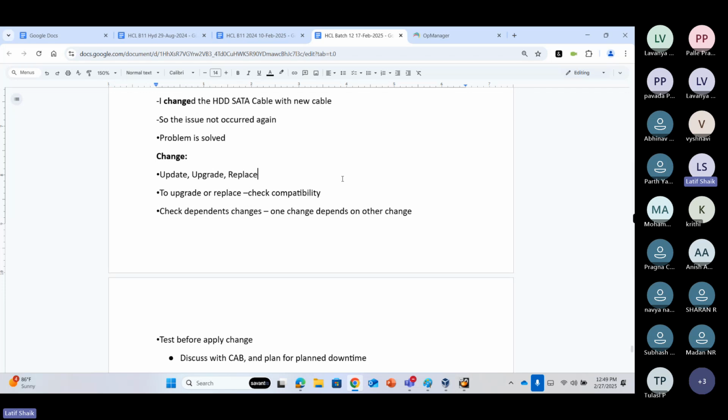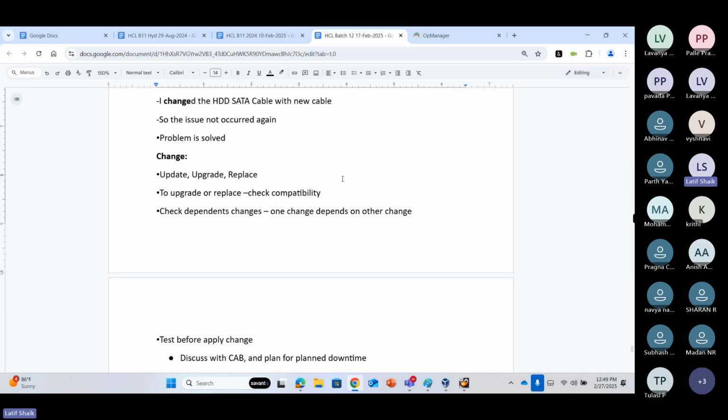To do a change, check the compatibilities. Is it compatible to do that change or not? You want to increase your RAM, you already have 8 GB, you want to make it 16 GB. Is your processor supported? Do you have enough RAM slots? Is your motherboard supporting that RAM or not? Check the compatibilities and check the dependency.